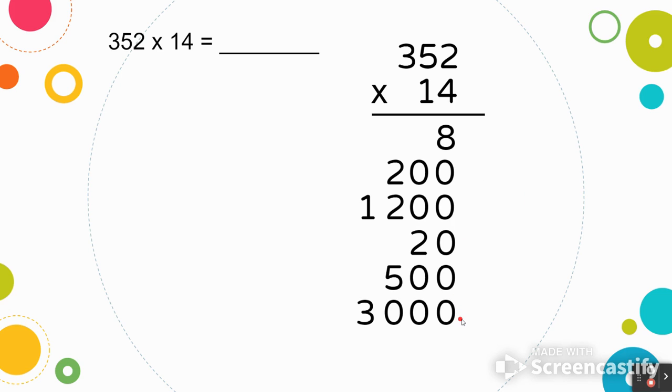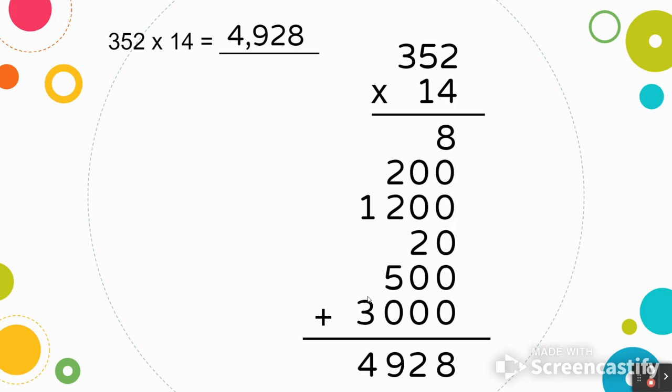The last step is to add all of these up to get our final answer. 8 plus nothing is 8. Nothing plus 2 is 2. 2 plus 2 is 4, plus 5 is 9. And 1 plus 3 is 4. So our product or answer to the multiplication problem is 4,928.